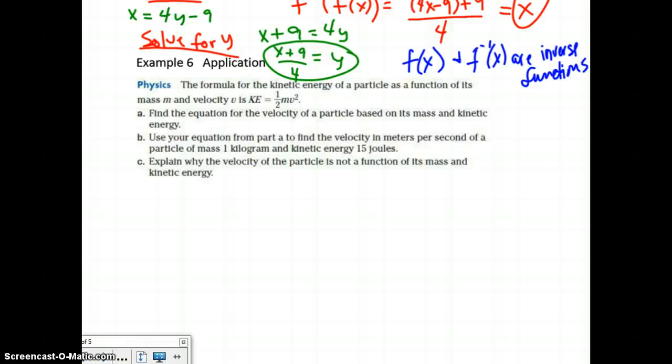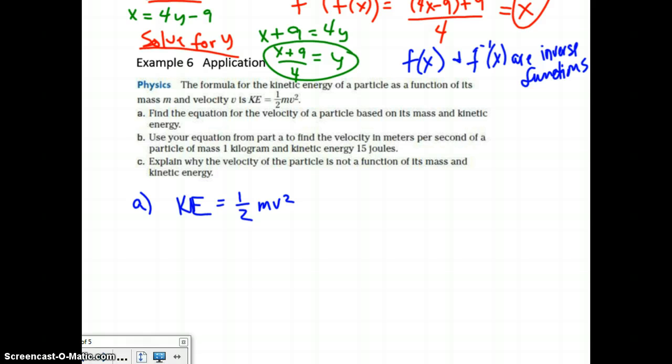This is a physics problem that says the formula for the kinetic energy of a particle as a function of its mass and velocity is KE, which is K, they use two letters, but it's one thing, kinetic energy equals 1/2 the mass times the velocity squared. So for part A, it says find the equation for the velocity of a particle based on its mass and kinetic energy. So we're going to take the kinetic energy equals 1/2 mv squared, and we're going to solve for v. So move everything over to the other side and get v all by itself.